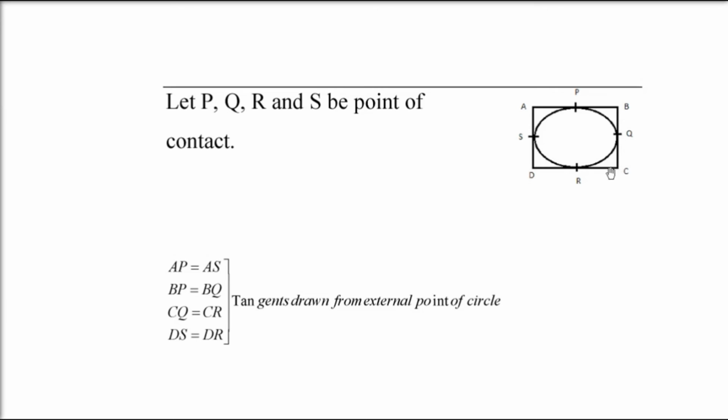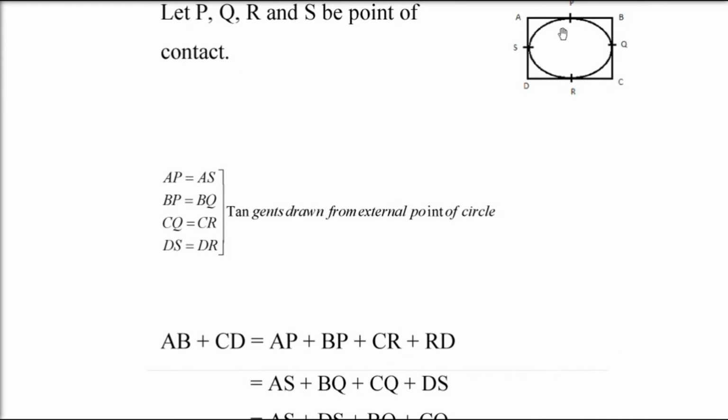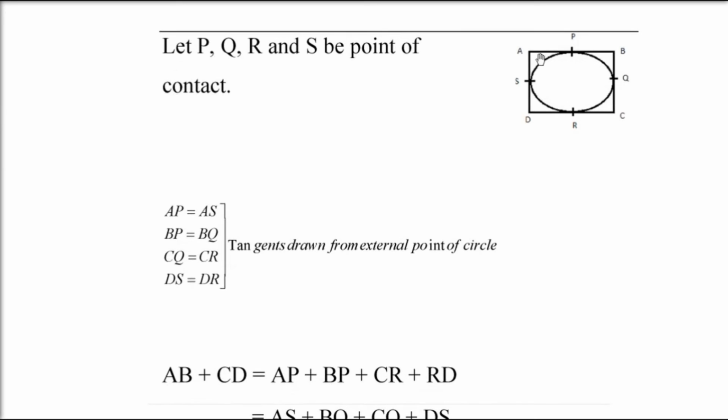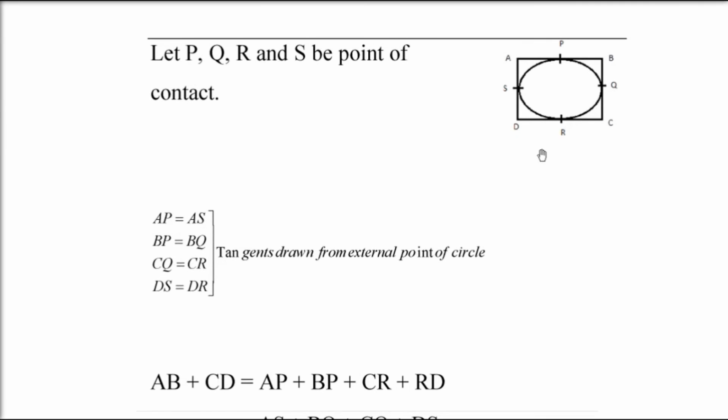DS and DR are equal. CQ and CR are equal. And BQ and BP are equal. So we wrote it here: tangents drawn from an external point of a circle. Now AB plus CD will be what? AB can be written as AP plus PB, and CD can be written as DR plus RC.